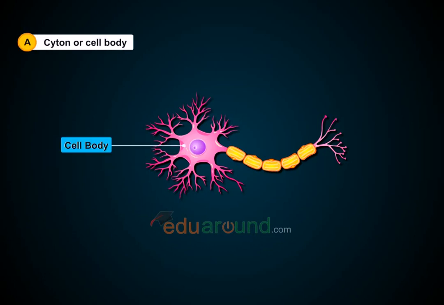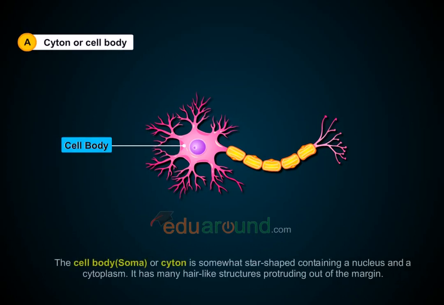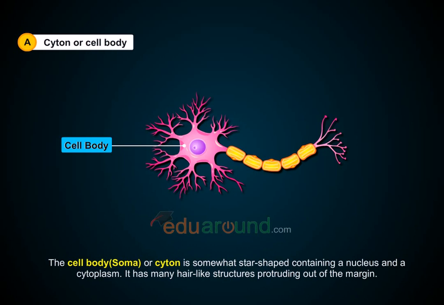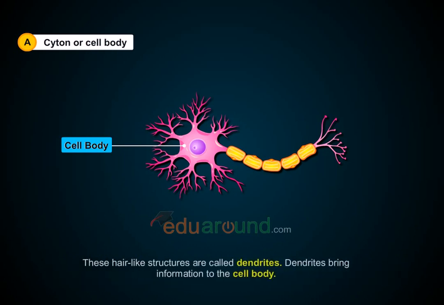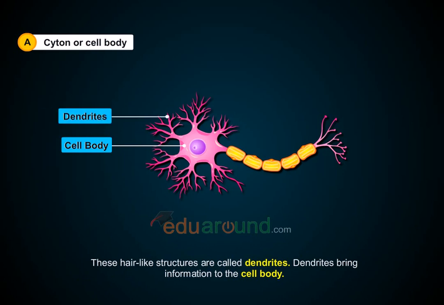A. Cyton or cell body. The cell body, that is soma or cyton, is somewhat star-shaped containing a nucleus and cytoplasm. It has many hair-like structures protruding out of the margin. These hair-like structures are called dendrites. Dendrites bring information to the cell body.